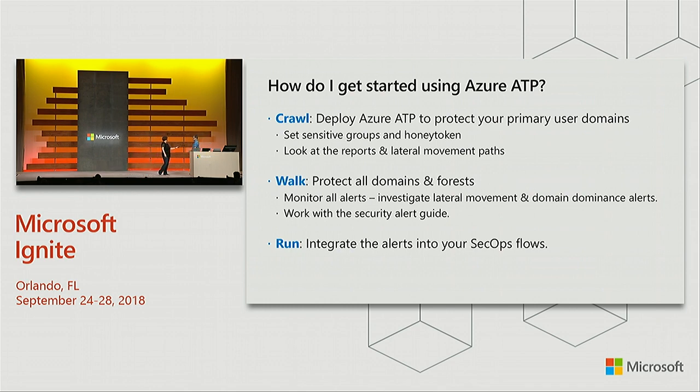If you already use a SIEM system, you can take our alerts and send them out to the SIEM. What we often see is that the security operations folks can then come back to Azure ATP to do the investigation. Sounds like a plan.